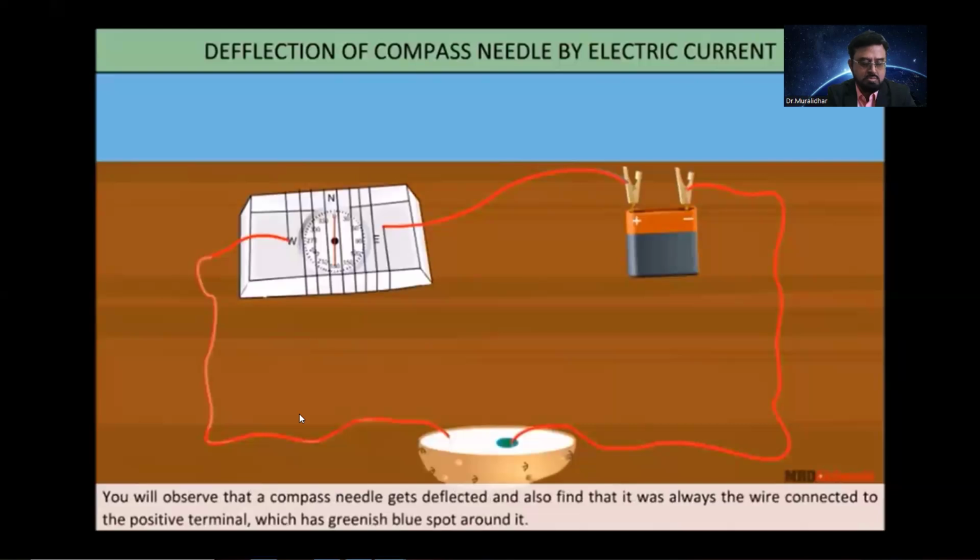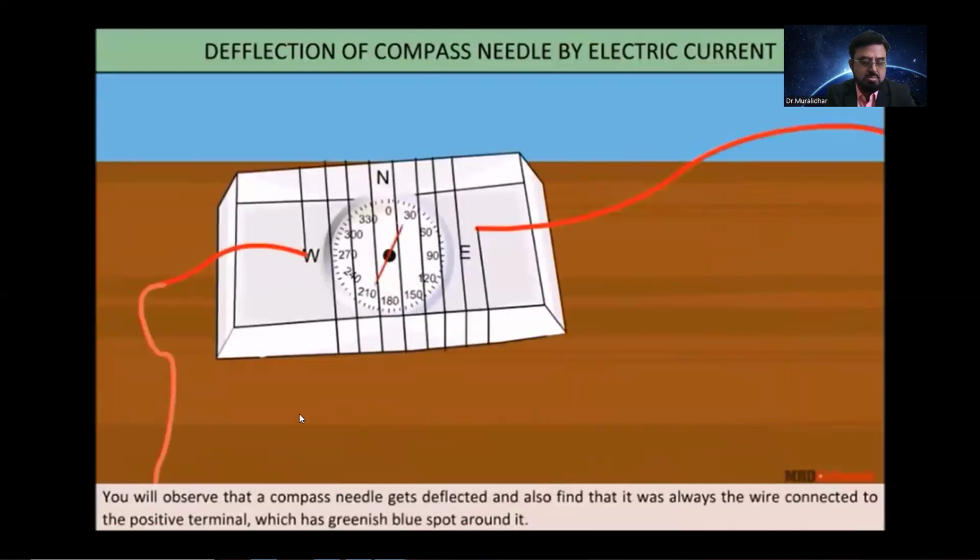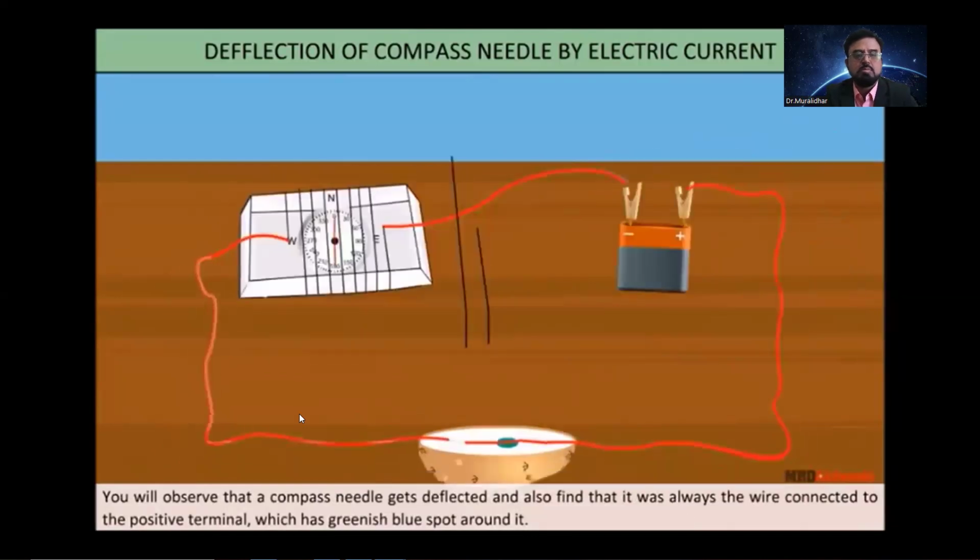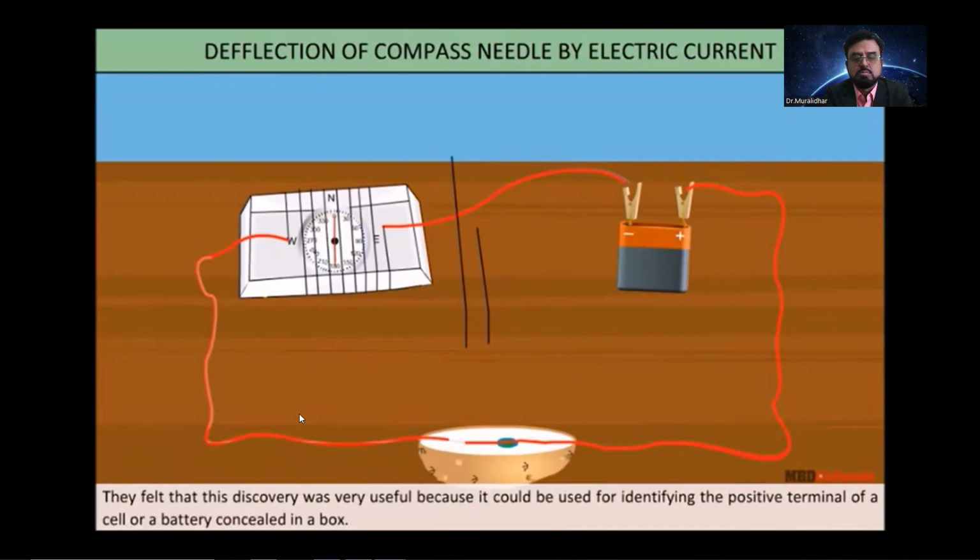You will observe that the compass needle gets deflected, and also find that it was always the wire connected to the positive terminal which has a greenish blue spot around it. They felt that the discovery was very useful because it could be used for identifying the positive terminal of a cell or a battery concealed in a box.